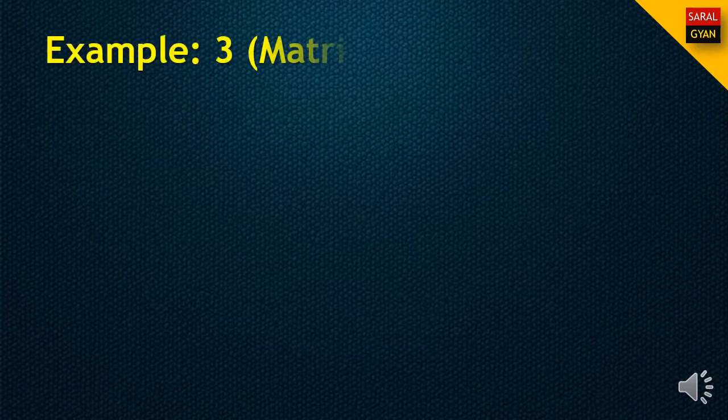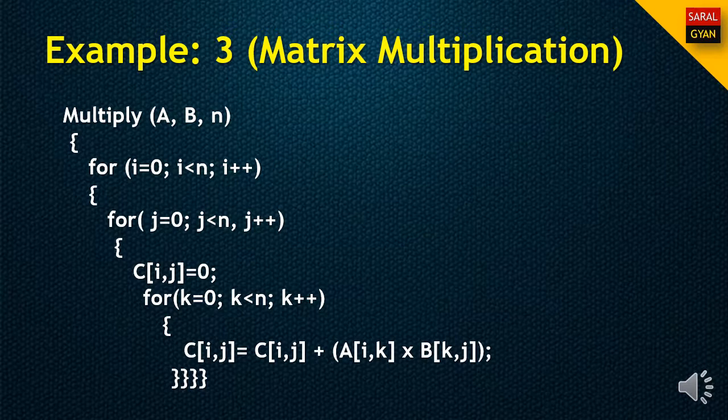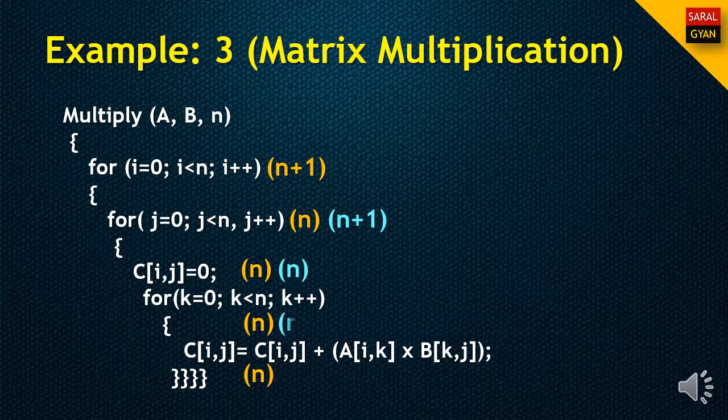Let us consider another example, which is related to matrix multiplication. Matrix multiplication again uses nested loops. The outermost loop will execute n plus 1 times. All the statements of its loop body are going to execute n times, so we can directly write n. Coming to the next statement, which is the middle for loop, this loop again executes n plus 1 times. Therefore, all the statements of the middle loop body are again going to execute n times.